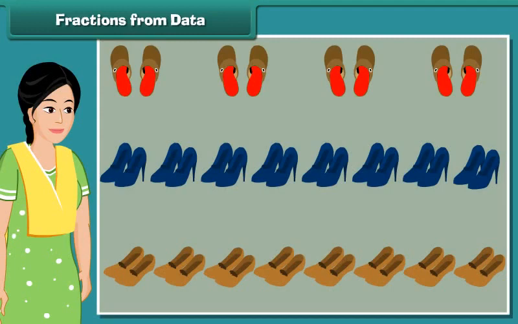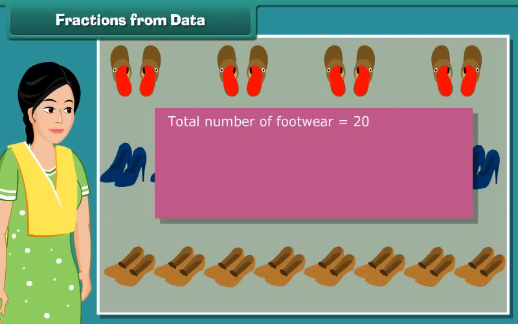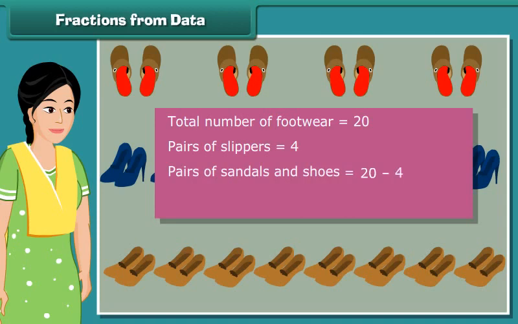Consider another example. Rishabh's mother owns 20 pairs of footwear. Out of these 20 pairs, 4 pairs are slippers and the rest are all sandals and shoes. What is the fraction of sandals and shoes owned by Rishabh's mother? Total number of footwear is equal to 20. Pairs of slippers are 4. Pairs of sandals and shoes are 20 minus 4, which is 16. Fraction of sandals and shoes is 16 by 20, which equals 4 by 5.